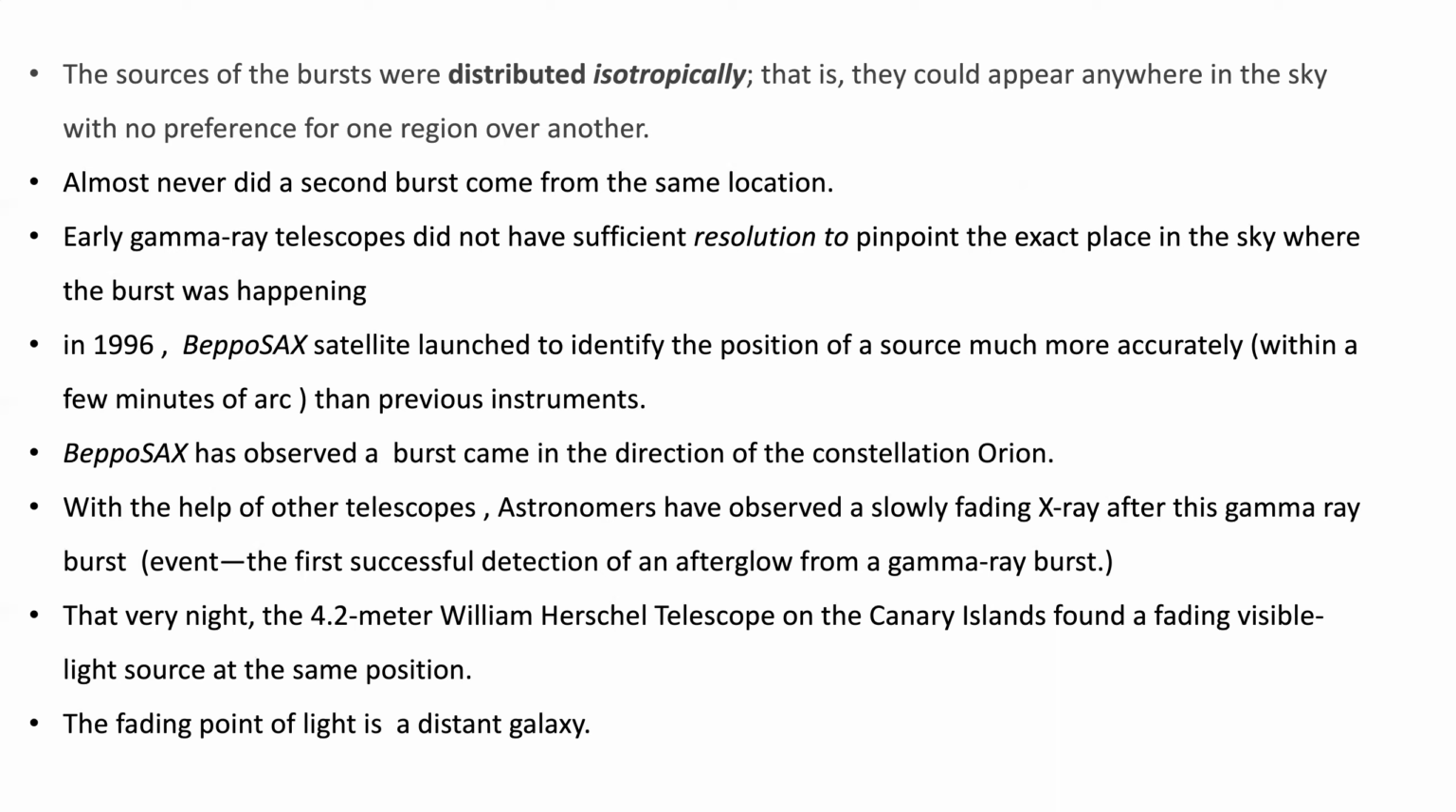And the problem with these early gamma ray telescopes is they didn't have sufficient resolution to pinpoint the exact place on the sky. Instead, they just had an area where the gamma ray burst may have emerged. As a solution for that, a second satellite called BeppoSAX was launched in 1996 to locate these positions more accurately, within a few arc minutes. So it is still not pinpoint accuracy, but they can narrow down the location.